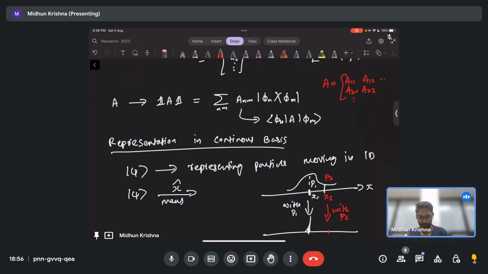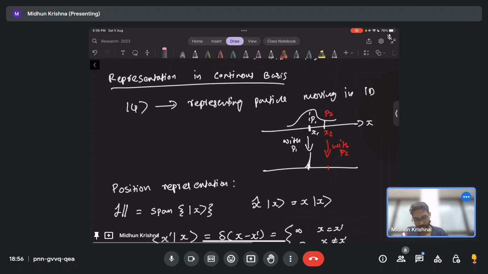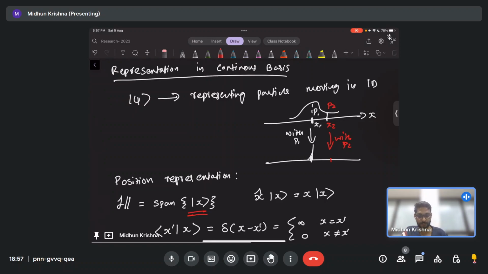Yeah, so we'll come to that. When I do a measurement, I'll get one of these values. It will tell me exactly where the position is. Each of these is an independent outcome, and they have to be linearly independent. So in quantum mechanics, the set of all possible positions forms a basis, and you can form your Hilbert space using linear combinations of these vectors. That's the position basis.